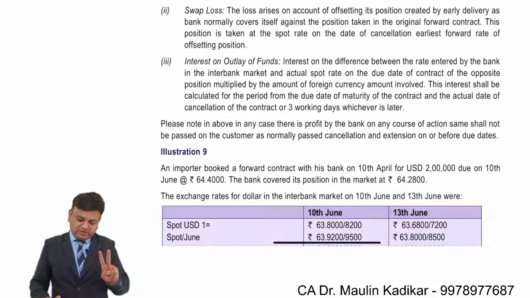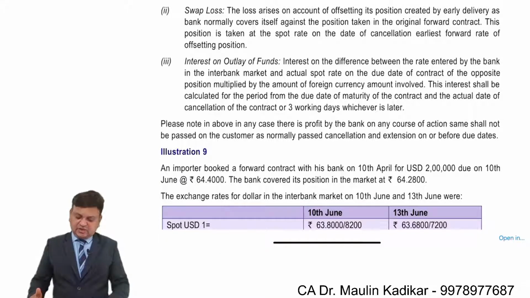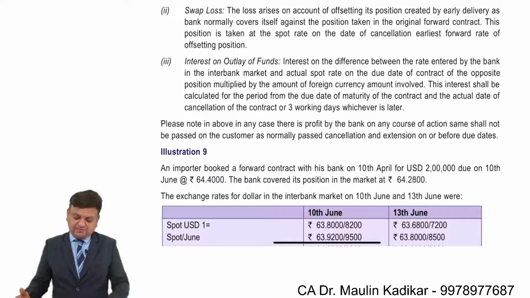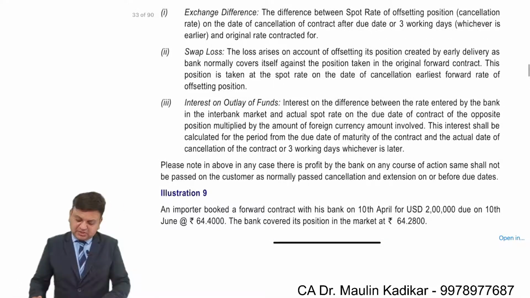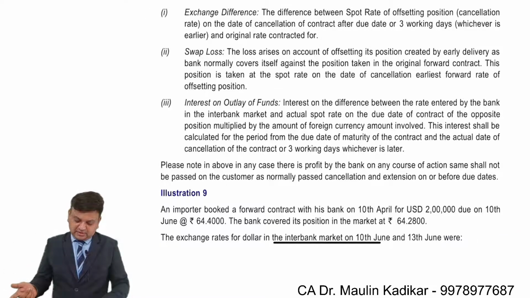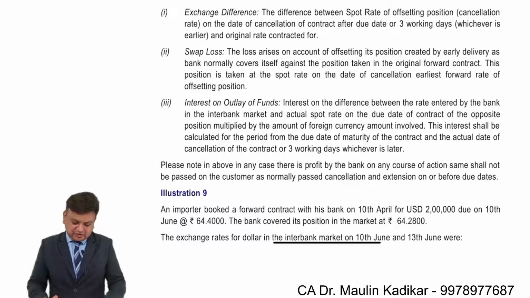Second is the swap loss. The loss arises on account of the offsetting position created by the early delivery, as the bank normally covers itself against the position taken in the original forward contract. This position is taken at the spot rate on the date of cancellation of the earliest forward contract of the offsetting position.